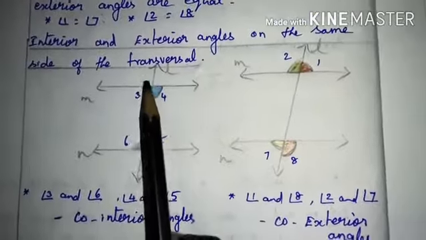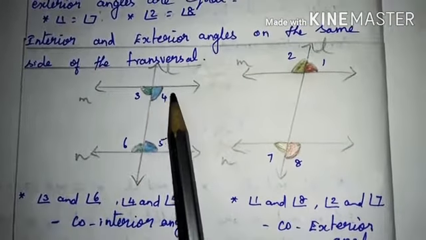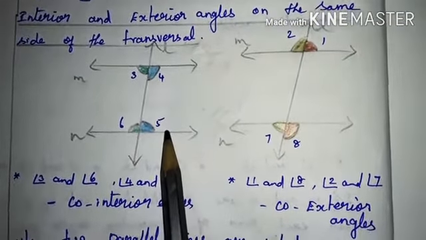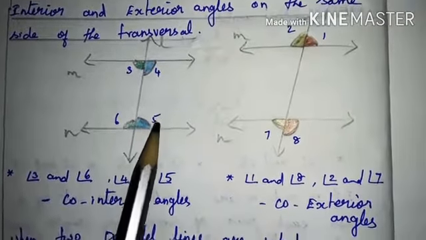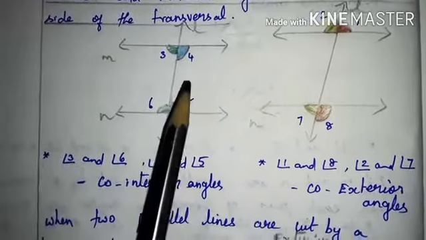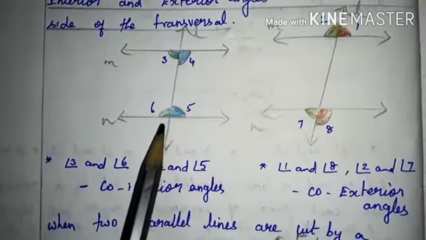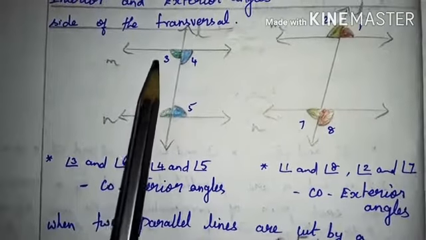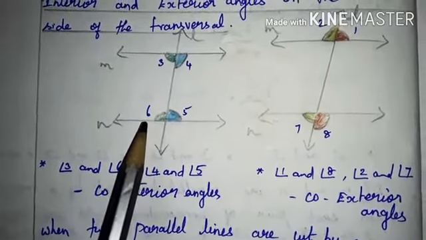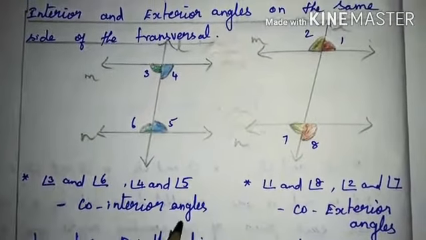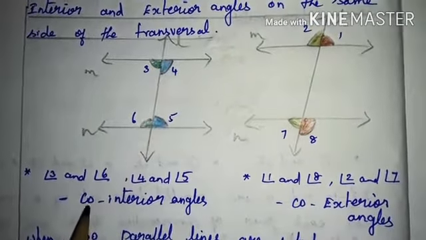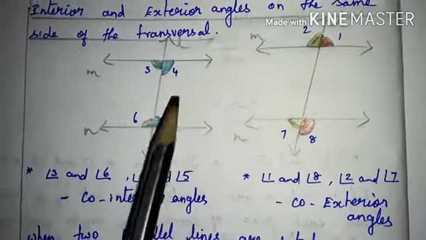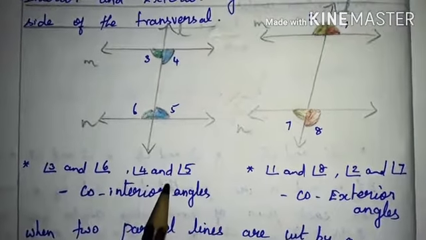Here each pair of angles, angle 3 and angle 6, angle 4 and angle 5, are marked on the same side of the transversal and are lying in between M and N. Therefore we call these angles co-interior angles. That is, angle 3 and angle 6 are co-interior angles. Angle 4 and angle 5 are co-interior angles.